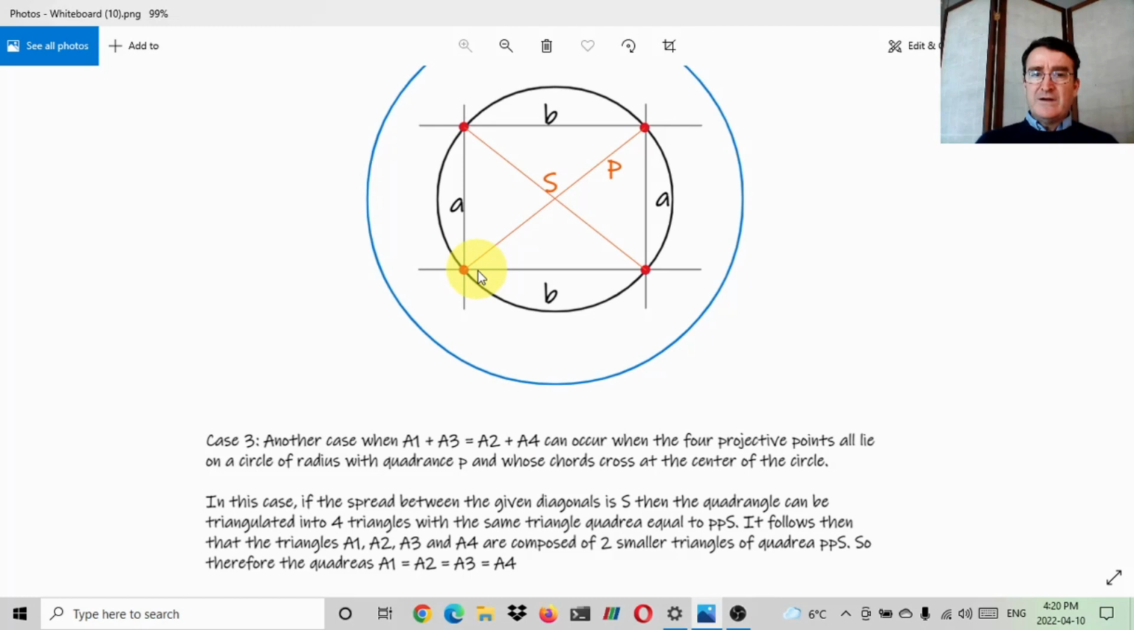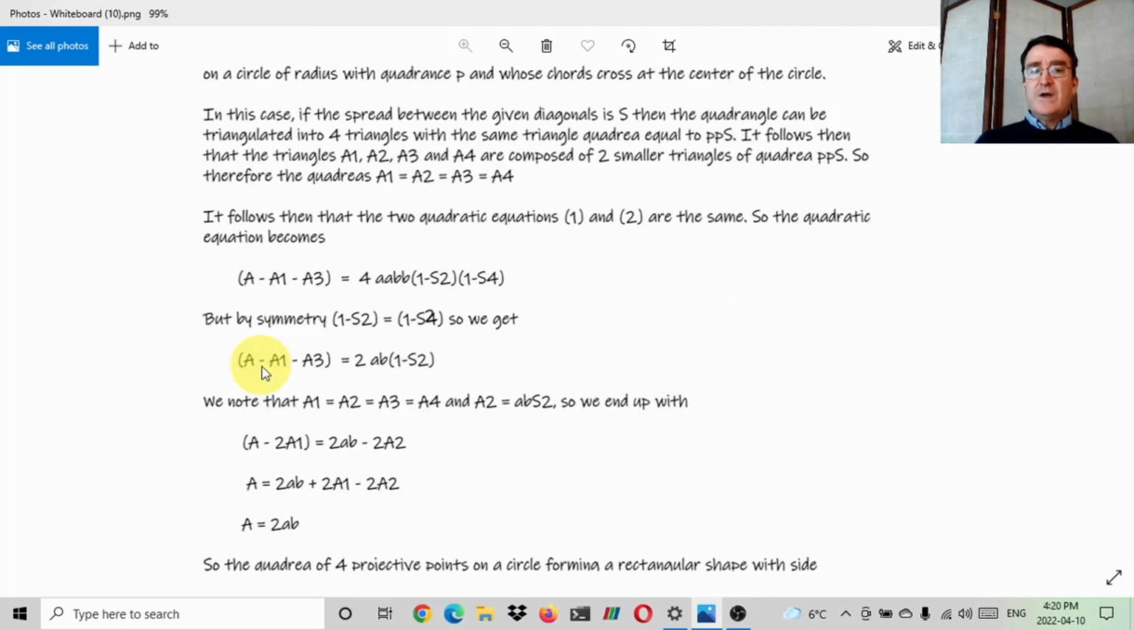And that's stated here. So the quadrea of the 4 projective points on a circle forming a rectangular shape with side quadrances A, B is equal to 2 times A times B. So that covers that situation.